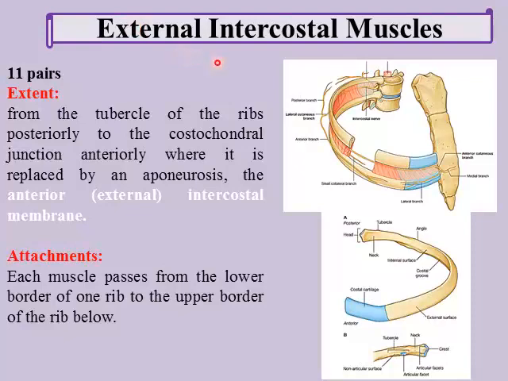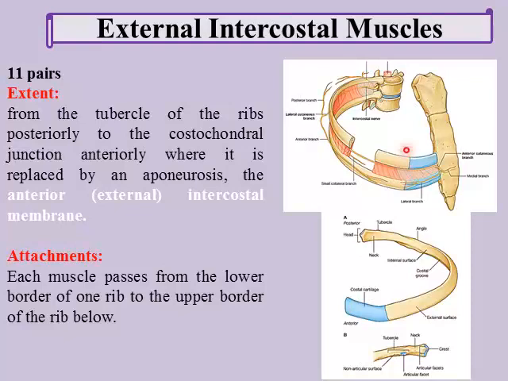External intercostal extends from posterior and travels to anterior. External intercostal starts posteriorly near the tubercle of the rib. The tubercle of the rib lies posteriorly. From this plane, the fibers of the external intercostal arise to run in the intercostal space to reach anterior. It runs from posterior to anterior.